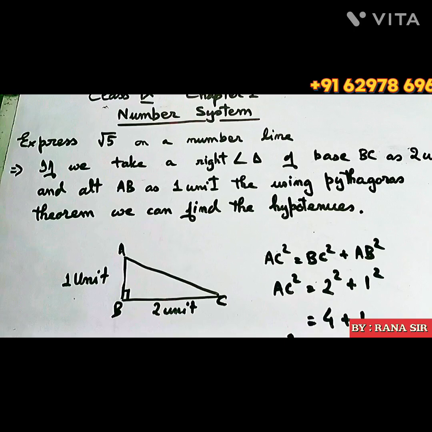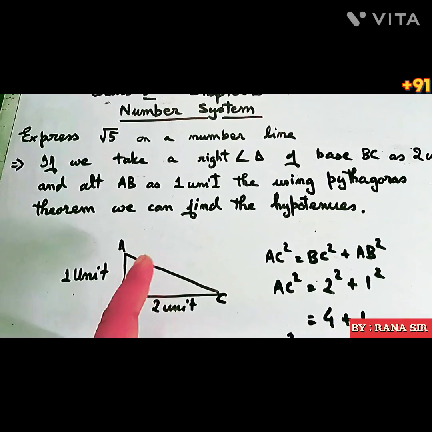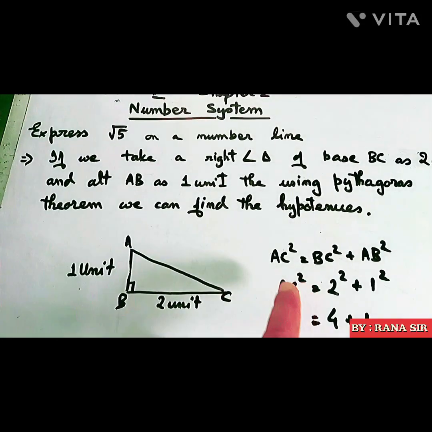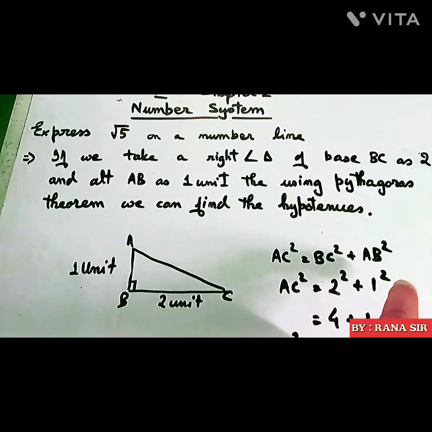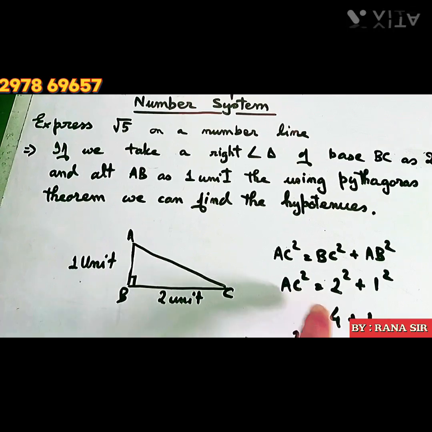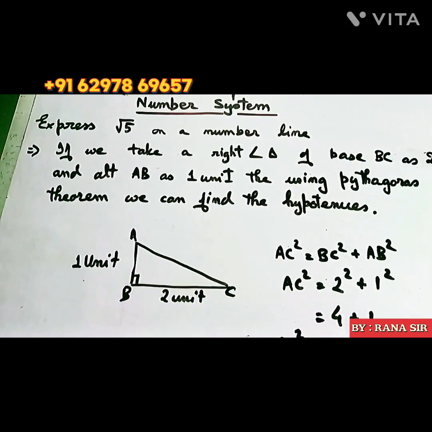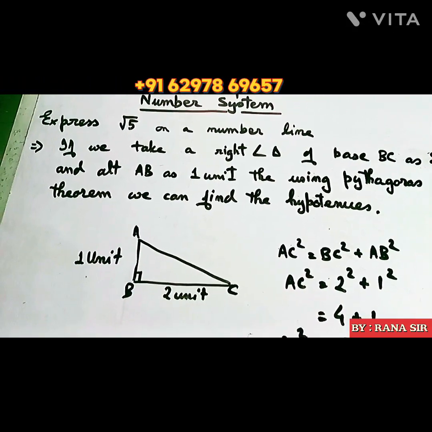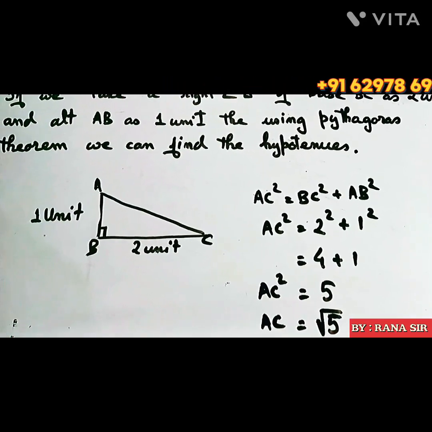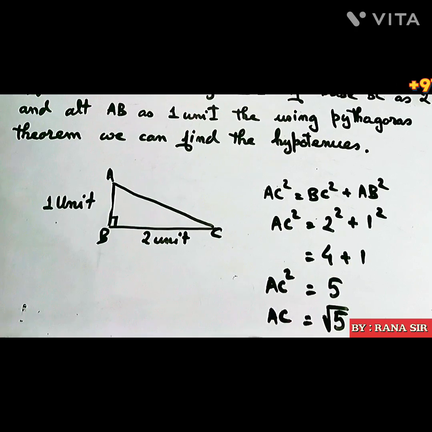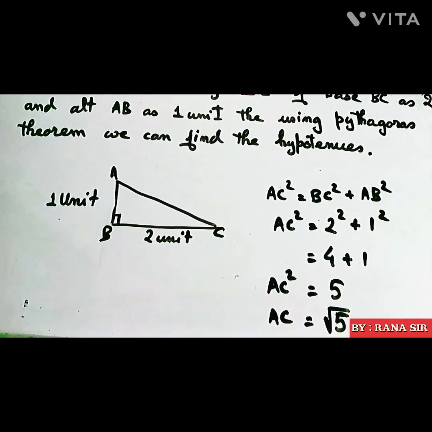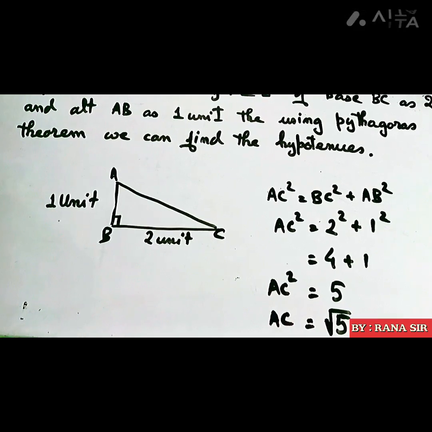So what does the Pythagoras theorem state? Hypotenuse square equals base square plus altitude square. That means AC square equals BC square plus AB square. So AC square equals 2 square plus 1 square, that is 4 plus 1. So AC square is equal to 5. If AC square is equal to 5, AC will be root 5. The square goes to the other side as root.